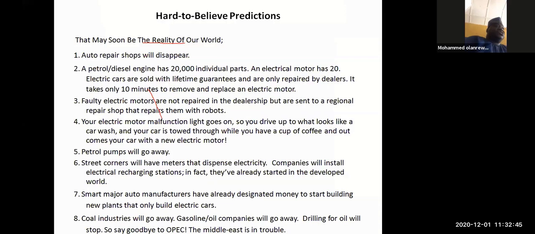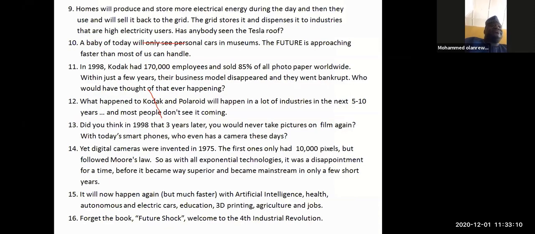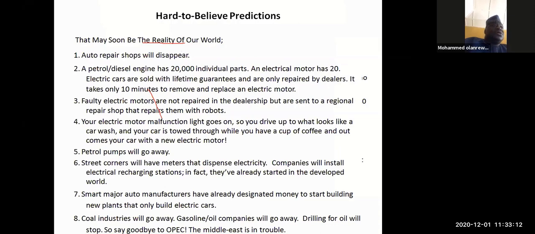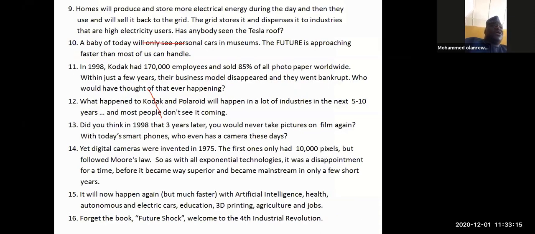Auto repair shops will soon disappear. Petrol and diesel engines are going to be replaced with electric motors. Electric motors are not going to be repaired in dealerships. Then petrol pumps will soon go away. So what I'm saying is, at street corners, we will have meters that dispense electricity. Smart. A baby of today will only see a personal car in a museum. The future is approaching faster than most of us can handle.